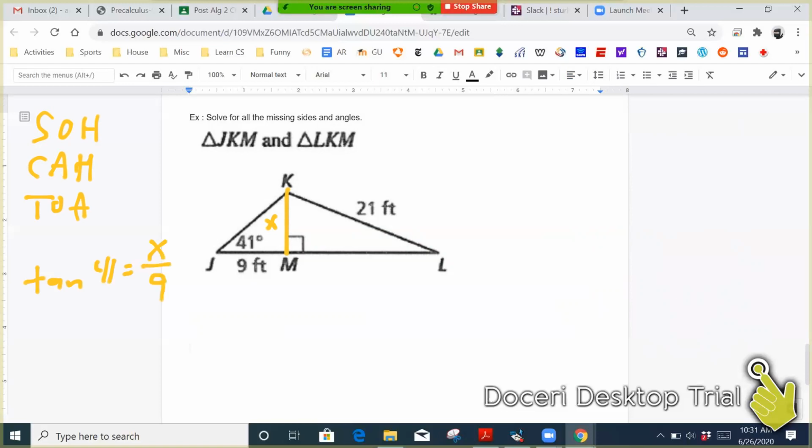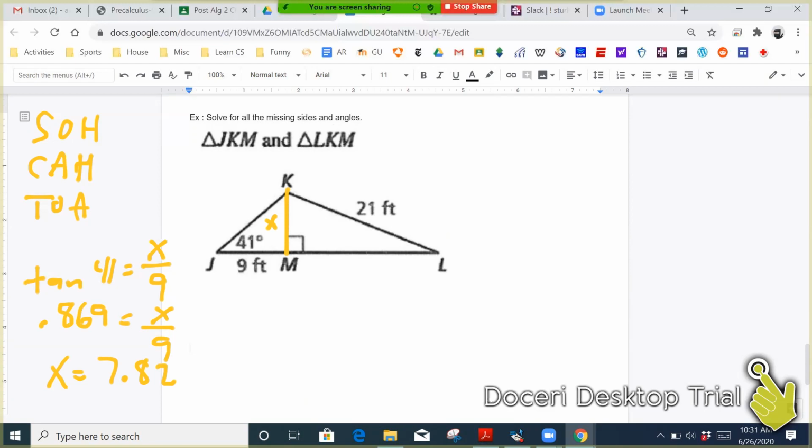Now I'm going to take my calculator and type in the tangent of 41. If you're not sure where to find that on your calculator, I will show you at the end, but if I forget, just ask. So the tangent of 41 is 0.869, equal to x over 9. Now we cross multiply, and you get that x is equal to 7.82. So now we know this side right here is 7.82.